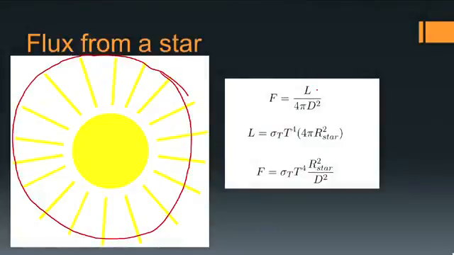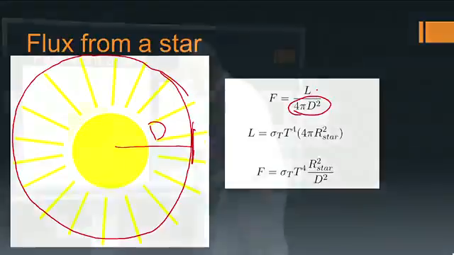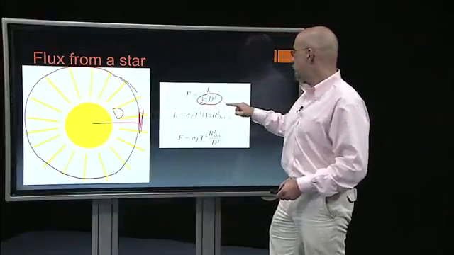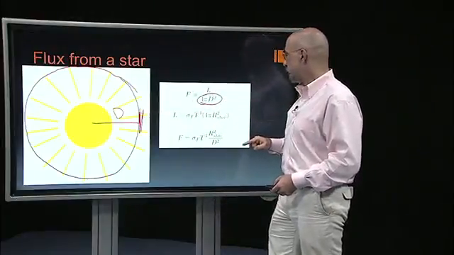If we look at a sphere of radius d, the flux that we measure at this distance is the luminosity divided by the surface area of the sphere. That surface area is 4 pi d squared. So the flux that would reach a planet right here is the star's luminosity divided by 4 pi d squared.